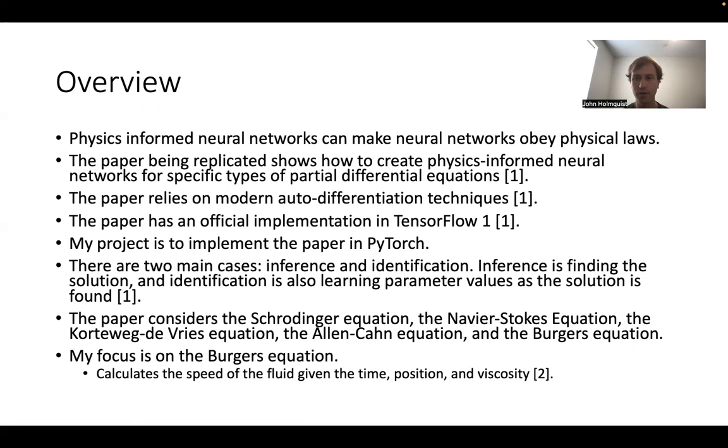I tried implementing some of the other ones, but they were really big and hard to train on my laptop, and it would have been really expensive to use AWS GPU instances because I would have had to develop my program on them, not just run it on them, since I would have to learn how to do GPU programming in PyTorch. So in this project, I focus on the Burgers equation and I do both inference and identification. The Burgers equation calculates the speed of a fluid given the time, the position, and the viscosity. It's parameterized by time and position, and viscosity is a constant.